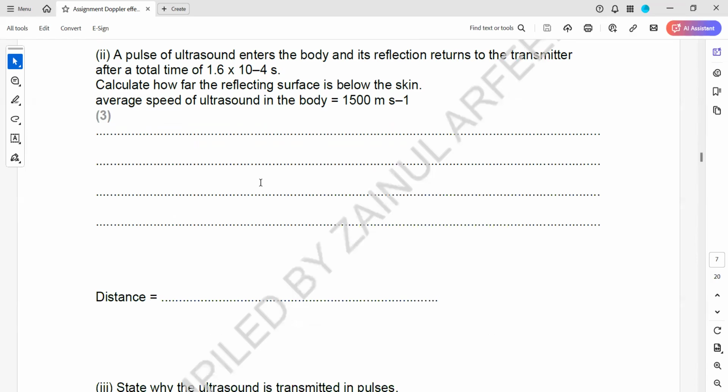A pulse of ultrasound enters the body and it is reflected and returned to the transmitter in 1.6 times 10 to the power minus 4 seconds. Calculate how far the reflecting surface is below the skin. And the speed of the ultrasound in the body is 1500. So we need the distance here. The reflection is given.